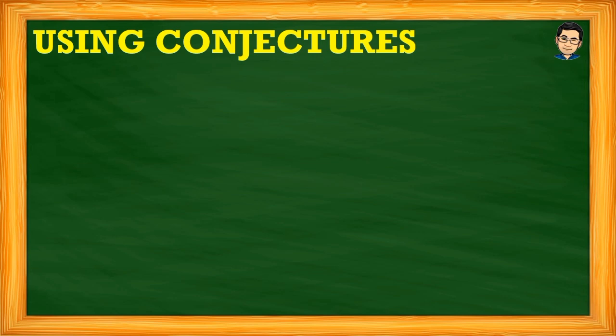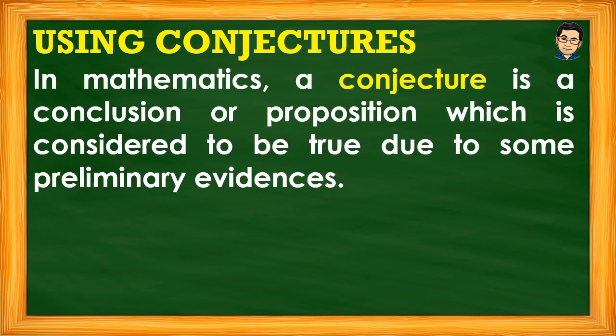So, using conjectures, in mathematics, a conjecture is a conclusion or proposition which is considered to be true due to some preliminary evidences. Okay. So, like for example, para mas maintindihan yung conjecture, bigay tayo ng real life example. So, halimbawa, yung classmate mo, nung Monday, nagbaon siya ng sandwich. And then, sa Tuesday, nagbaon ulit siya ng sandwich. Ganon din sa Wednesday, sandwich na namang ang kanyang baon. So, pwede nating i-conclude na yung classmate mo, favorite niya yung pagkain ng sandwich.